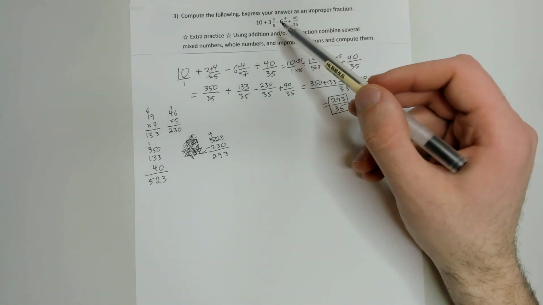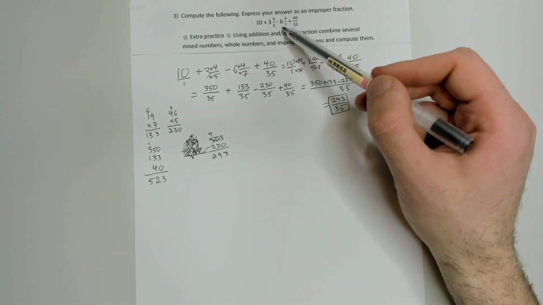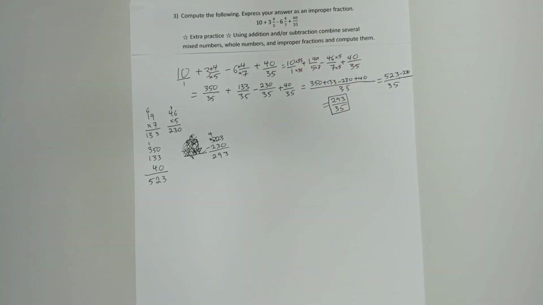So if you want some extra practice, just combine several things now, right? Instead of just addition of two things or subtraction of two things, you can do several of them, some of them being mixed numbers, some of them being improper fractions, and some of them just being regular whole numbers. All right, let's move on to question 4.